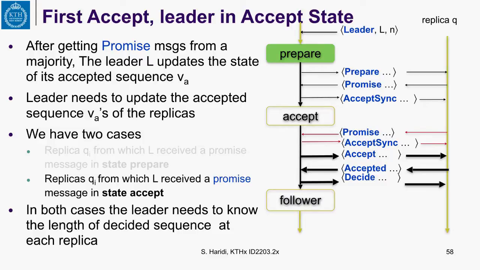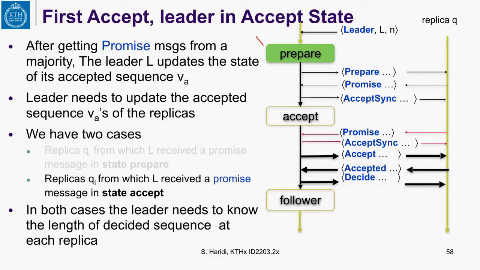Now we have the leader at the accept phase. And during the accept phase, it might get contacted by a promise from a replica. And we are going to handle this case now. So let's understand the situation.